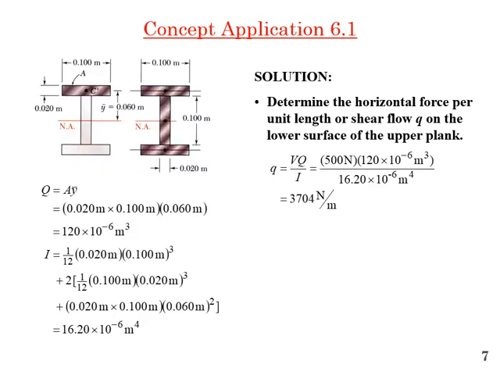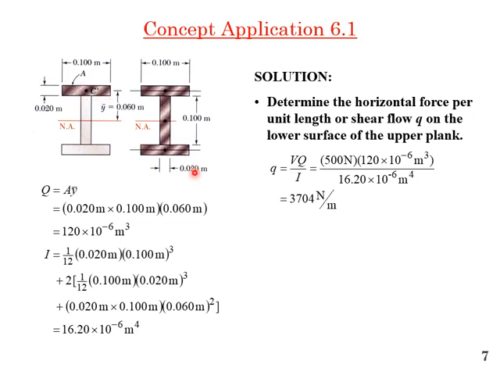Okay, now let's calculate. For that, we know that the formula for shear flow, q, is equal to VQ over I. Q is the first moment of area, so we have to find the first moment of area. We are interested in the shear flow at the lower surface of the upper plank. So we have to calculate the first moment of area for the upper plank. Then we can find the shear flow on this interface of the upper plank and the middle plank.